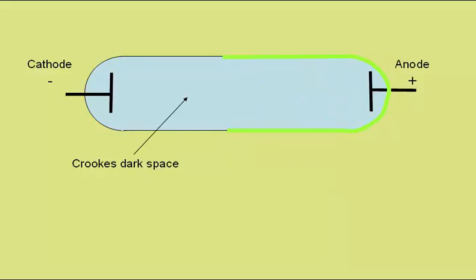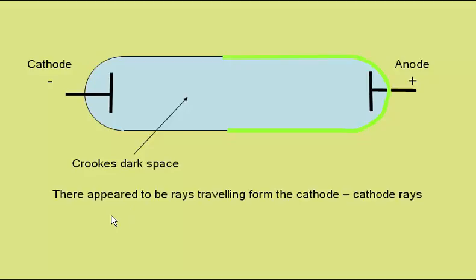As the pressure was reduced further, the pink and blue regions disappeared, the Crookes dark space expanding to fill the gap, and the glass around this end appeared to take on an eerie green glow. Scientists thought that there were rays travelling from the cathode. They were then named cathode rays.